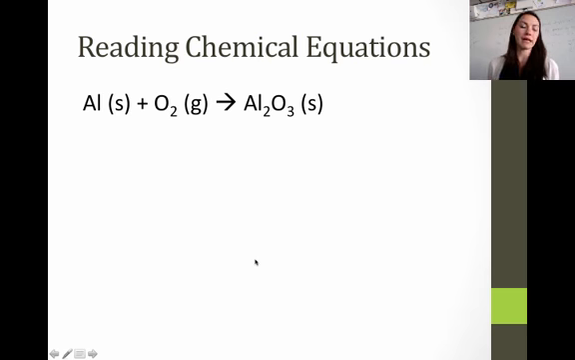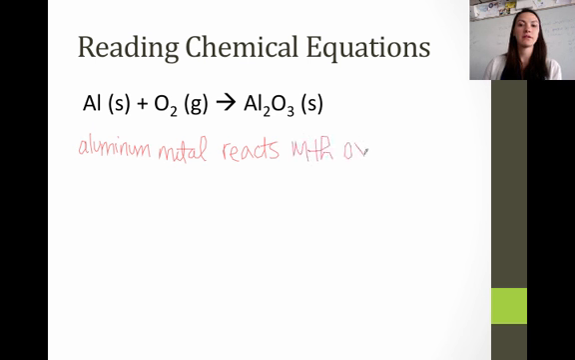Next is reading chemical equations. Now we're looking at an equation: how are we going to say it verbally and write it out? This one is a little more complicated. I'm going to start with Al(s). I say aluminum, and it's a solid, so we can say aluminum metal reacts with oxygen gas. I'm just going straight through. Now I have to use the arrow, to yield, and yield means produce.